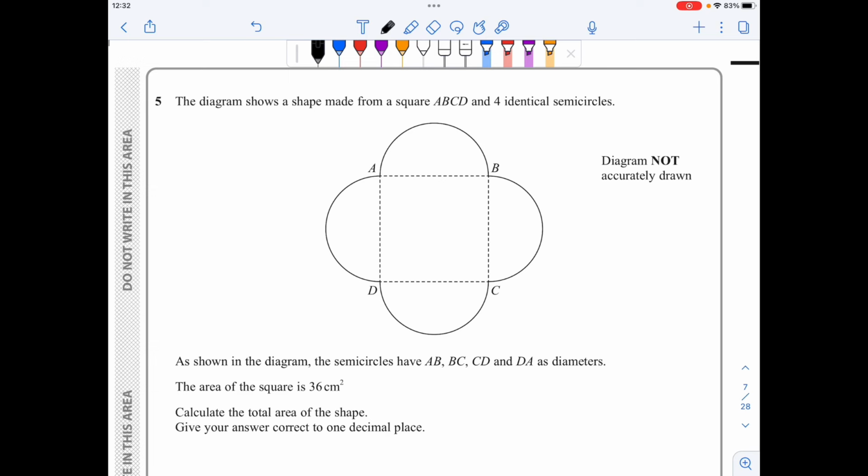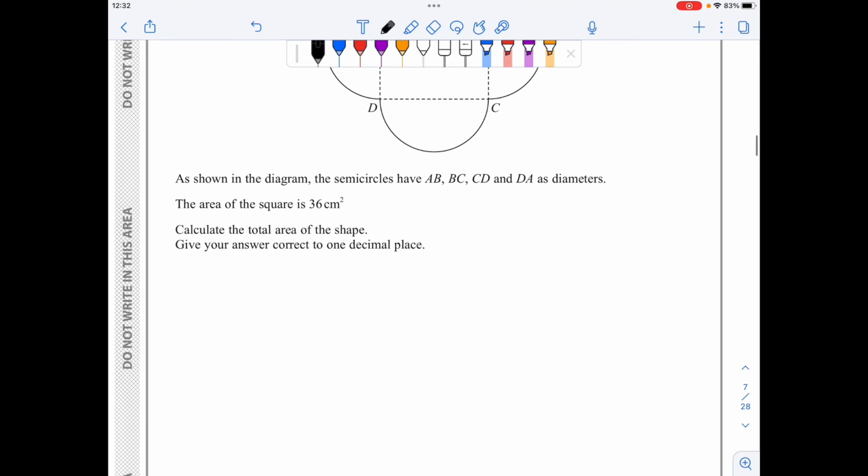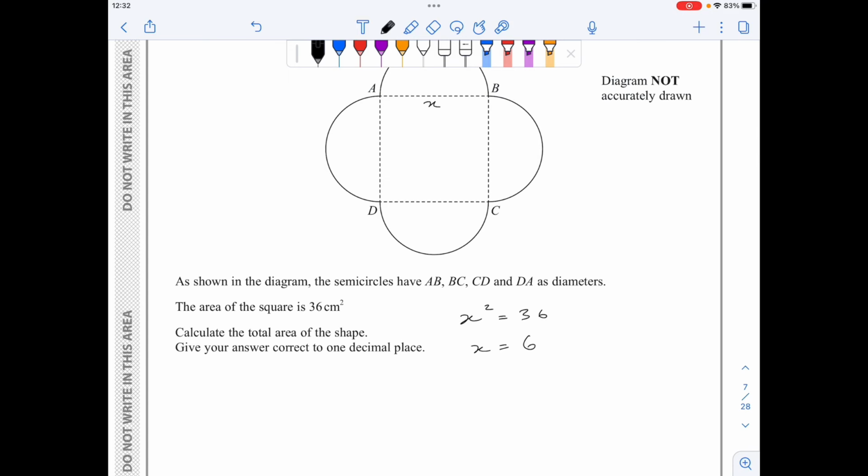For question 5, I'll use the fact that the area of the square is 36. So x squared is 36. X comes out to be 6. And by x, I am referring to these distances. Now, each of those distances is the diameter of the circle. So the radius is equal to 6 over 2, which is 3.